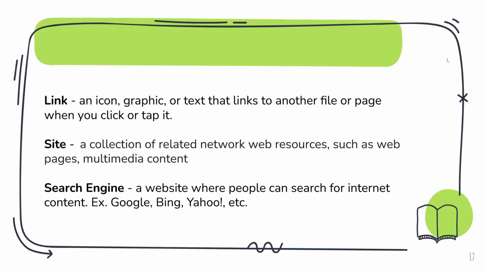A link is an icon, graphic, or text that links to another file or page when you click or tap it. A site is a collection of related network web resources, such as web pages and multimedia content. A search engine is a website where people can search for internet content, for example, Google, Bing, Yahoo, and more.